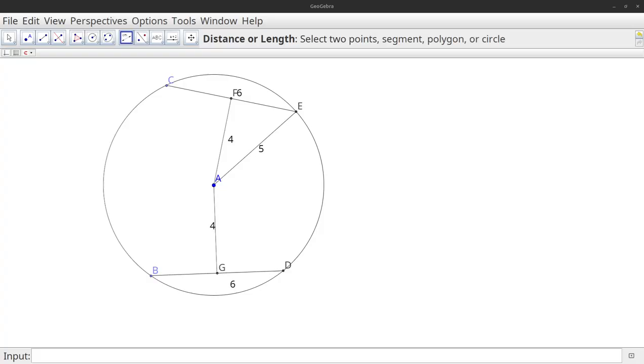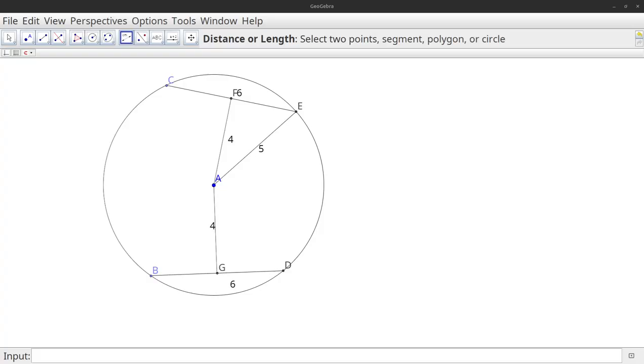Two or more equal chords in the same circle are equidistant from the center. Two equal chords in the same circle are always equidistant from the center.